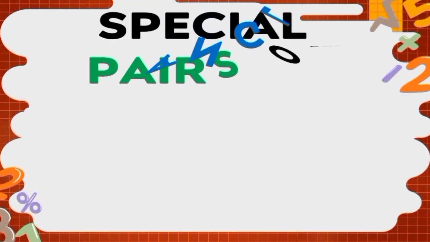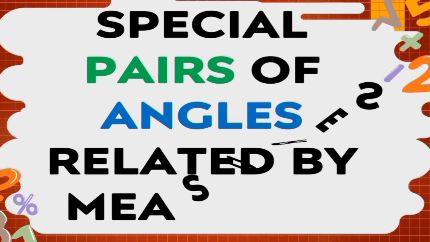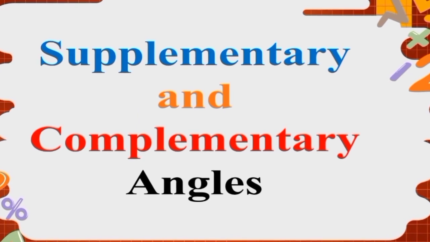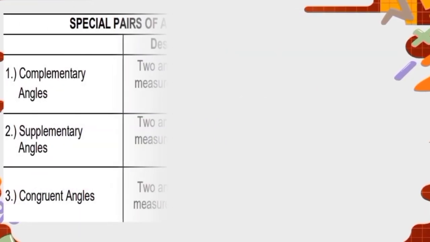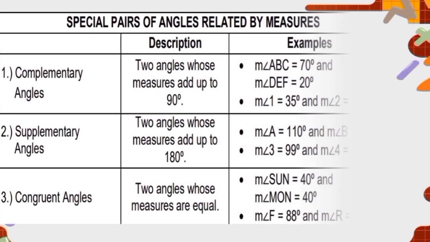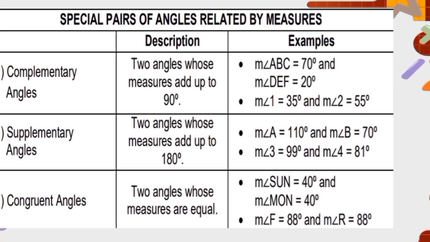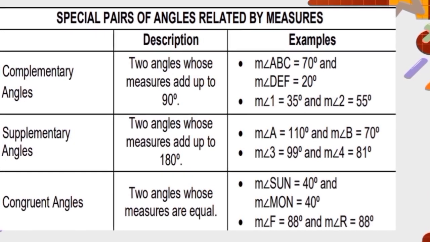Special pairs of angles related by measures. We have supplementary angles and complementary angles. Complementary angles are two angles whose measures add up to 90 degrees. Supplementary angles are two angles whose measures add up to 180 degrees, while congruent angles are two angles that have equal measures.